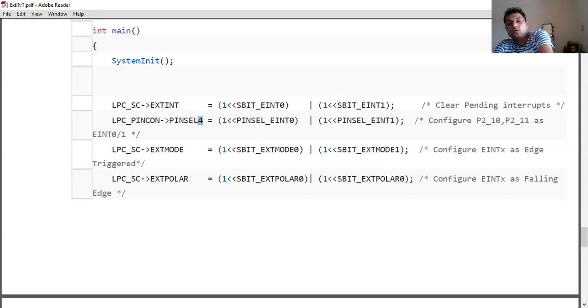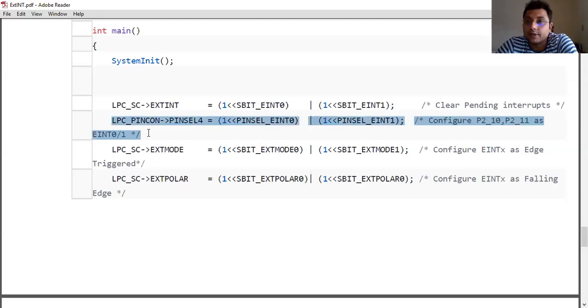So pin select 4 we will use, and what exactly we are doing, the 20th bit and the 22nd bit we are making 1. So if you make it 1, it means 20 and 21 will be 0 1. That means you have configured that pin as external interrupt pin. Likewise 22 and 23rd, once you have made both pins as 0 1, that amounts to configuring it as external interrupt pin. So here we are doing nothing but configuring the corresponding pins as external interrupt pins.